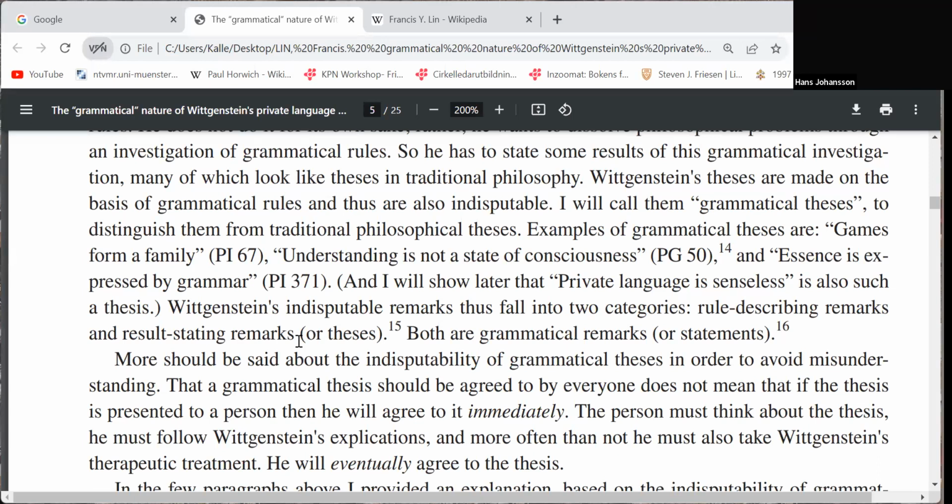Wittgenstein's theses are made on the basis of grammatical rules and thus are also indisputable. I will call them grammatical theses to form a family. Understanding is not a state of consciousness, and essence is expressed by grammar. And I will show later that private language is senseless is also such a thesis.